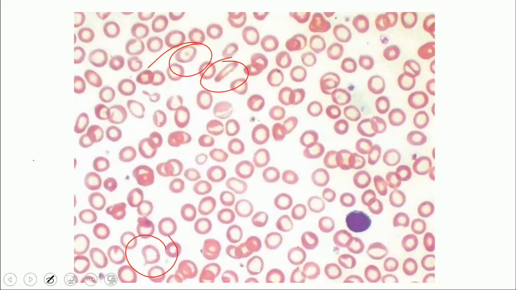Sir, even if it's a normal MCV, can we consider hematological malignancy as a differential diagnosis? You can, yes, you can. Normal to high, yes. Okay, thank you.